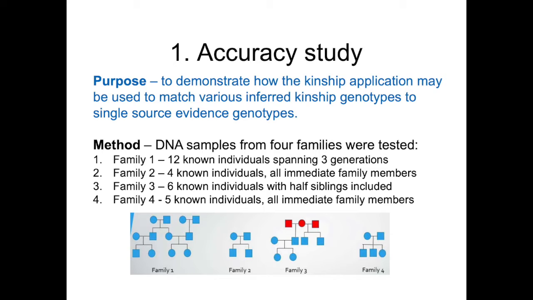On the left, family 1 has 12 known individuals spanning 3 generations. Next, family 2 contained 4 known individuals, all immediate family members. Then, family 3 had 6 known individuals, with half-siblings included. Finally, family 4 had 5 known individuals, all of whom were immediate family members.